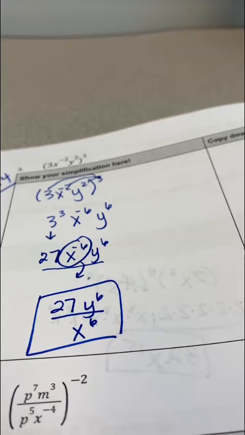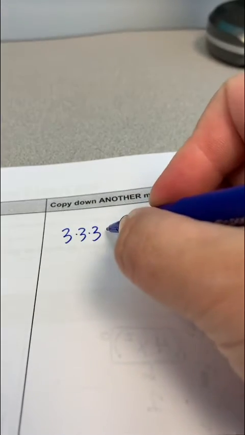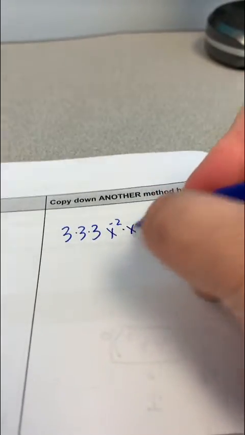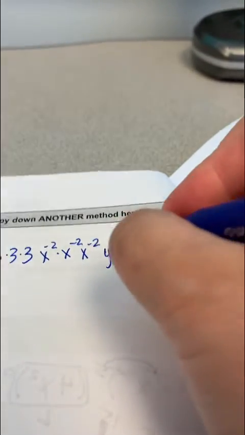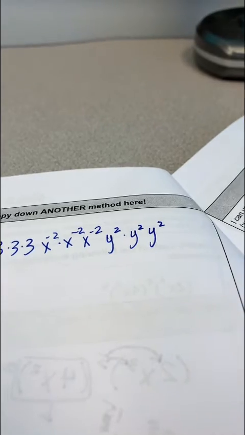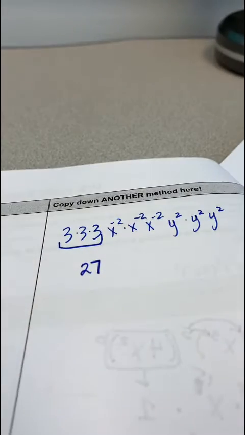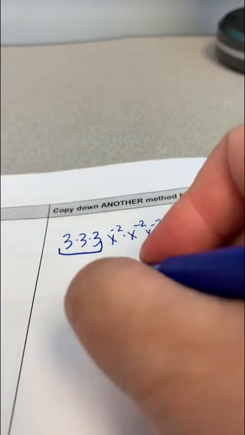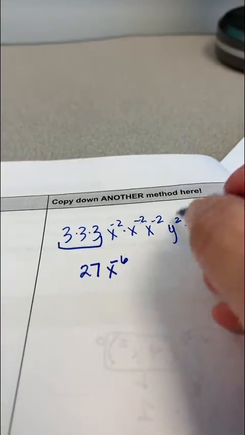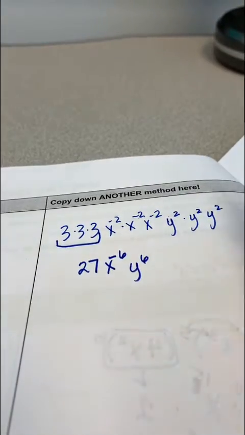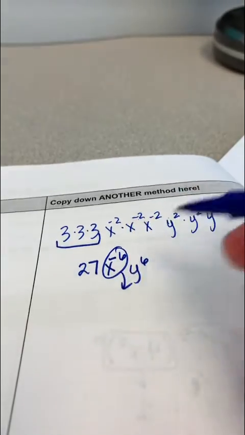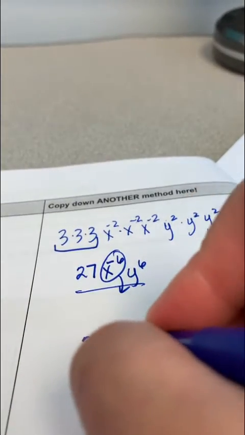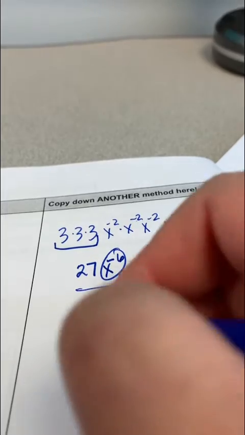Now again, another way is just write it all out 3 times. So I have 3's. I have 3 3's. I have x to the negative 2 3 times. And then I have y to the positive 2 3 times. Again, this is just multiplying it out. 27, x to the negative 6 because I add them up. And then y to the positive 6 because I add 2, 4, and 6. Again, the negative is going to move to the bottom of a fraction. And you get the same thing.